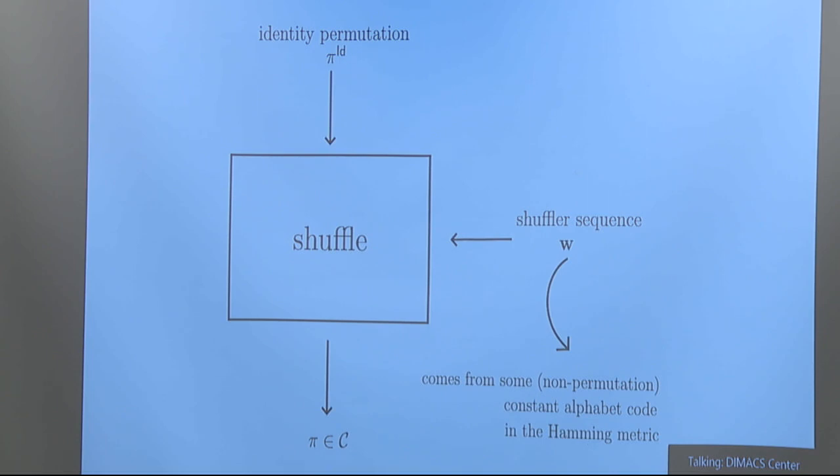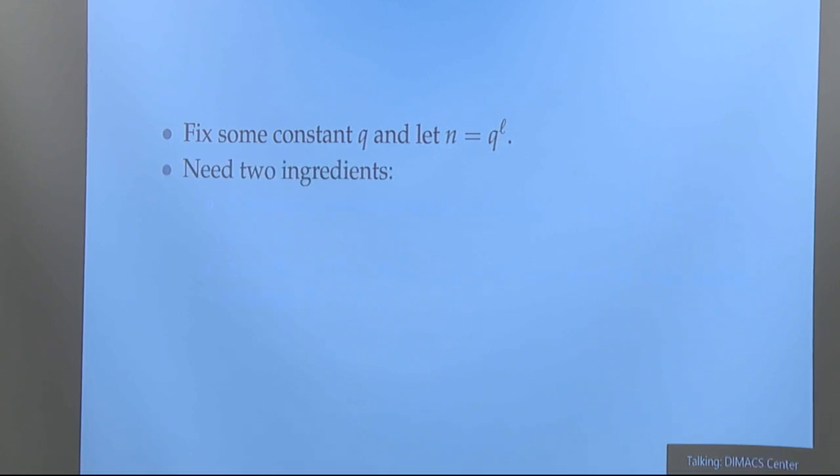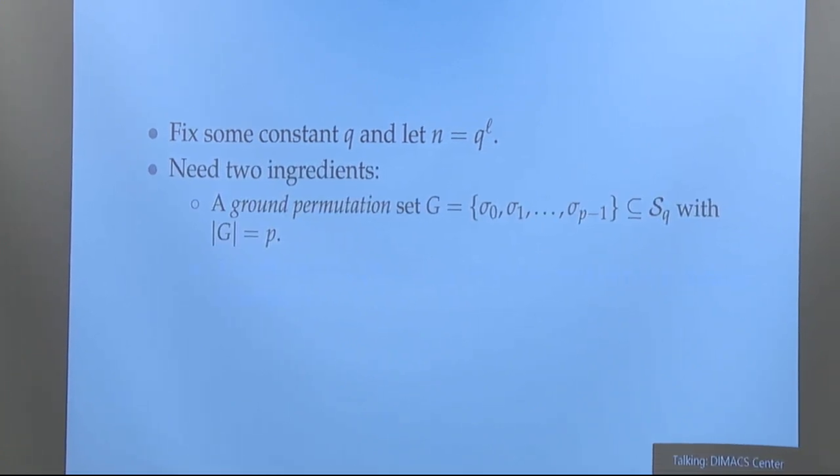They come from some non-permutation constant alphabet code in the Hamming metric. So these W's come from some code in the Hamming metric, and these are not permutation codes, these are constant alphabet codes. This we know a lot about. So what we are essentially doing is using what we know about error correcting codes to construct codes in the Ulam metric. So this is the high-level idea. In a little bit more detail, we're going to fix some constant q and let n be any power of q. We're going to need two ingredients. The first ingredient is a ground permutation set G.